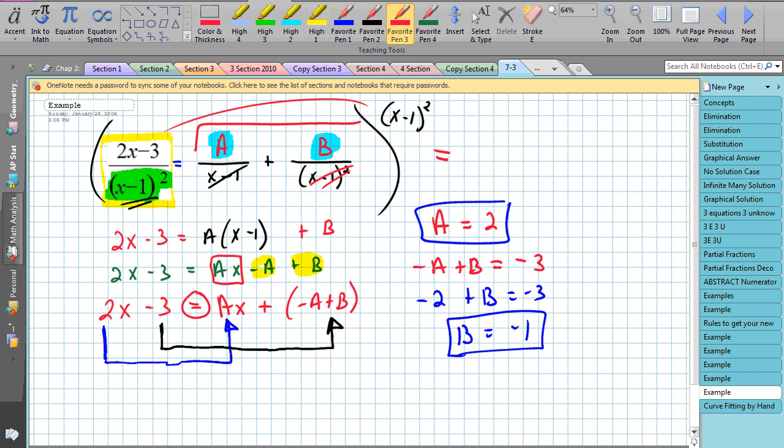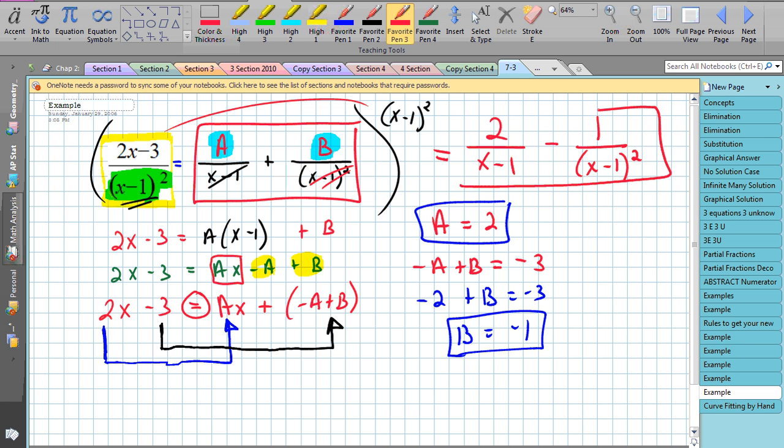Well, I'm just going to rewrite my partial fractions with my new values for A and B. So therefore we have 2 over x minus 1, and then I'm going to put a minus 1 to represent B, all over x minus 1 quantity squared. And that is our partial fractions.